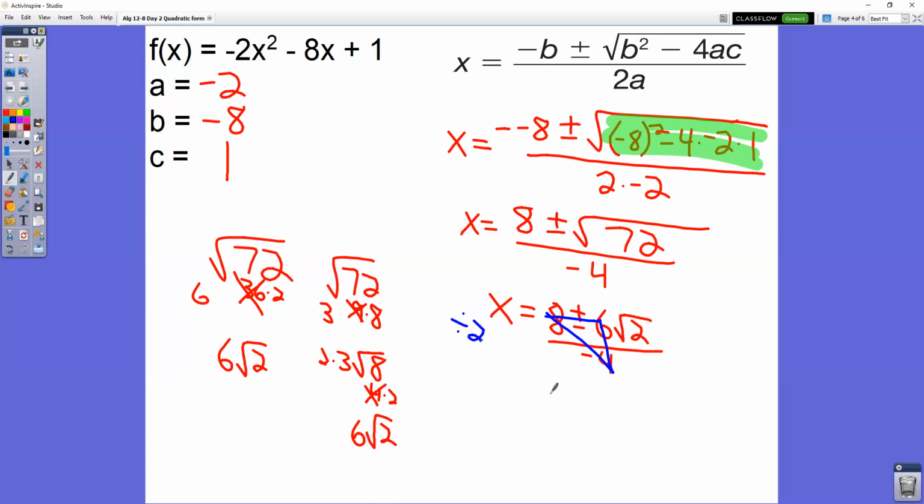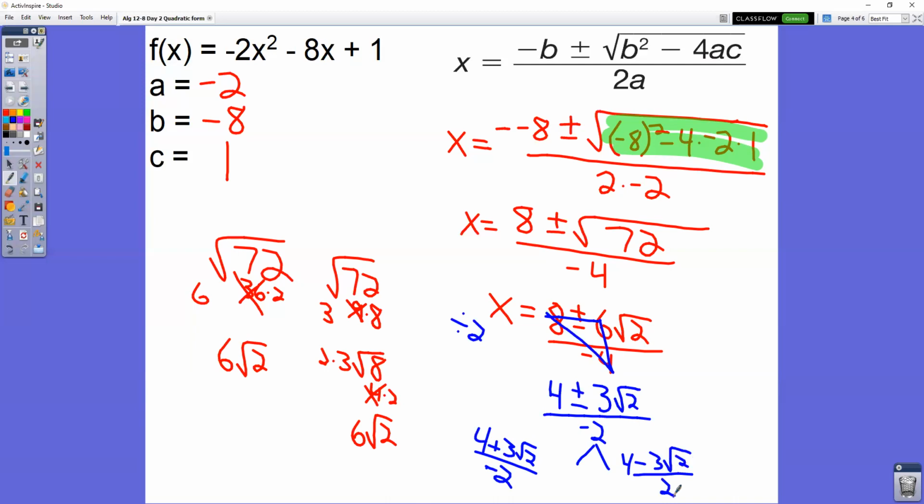So 8 divided by 2 is 4. 6 divided by 2 is 3. We leave the radical 2, and then -4 divided by 2 is -2. Split it, and I'm out of room. 4 plus 3 radical 2 over -2, and 4 minus 3 radical 2 over -2. Again, tomorrow we'll take it one step farther and we'll make those into decimals. But today we're just leaving it as that.